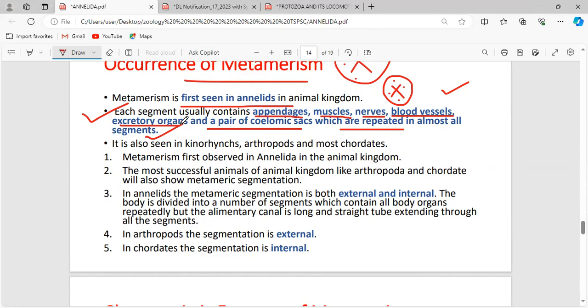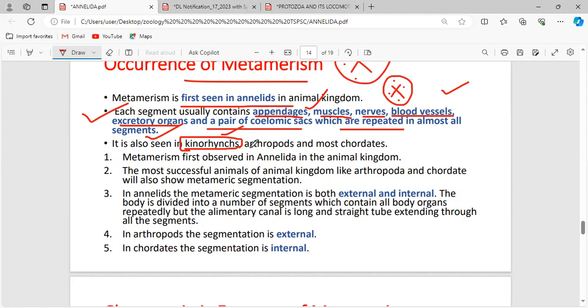Okay, this is why we have said the segmental organs: in each segment, many organs will be repeatedly seen. See now, what is present in each segment? Appendages, muscles, nerves, blood vessels, excretory organs, and coelomic sacs. All these things will be repeatedly seen in each and every segment. Okay, it is also seen in Chordates.